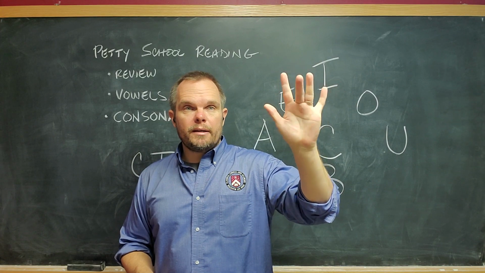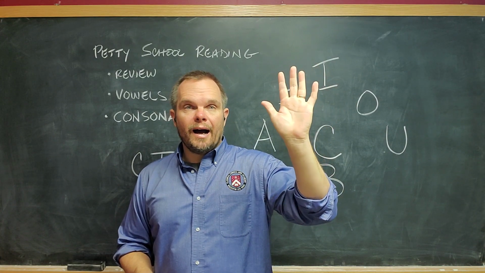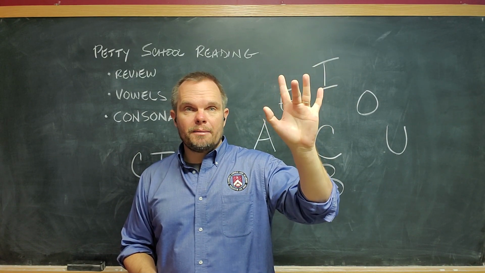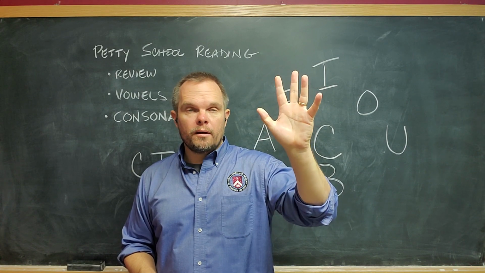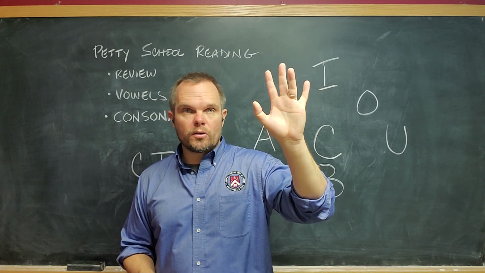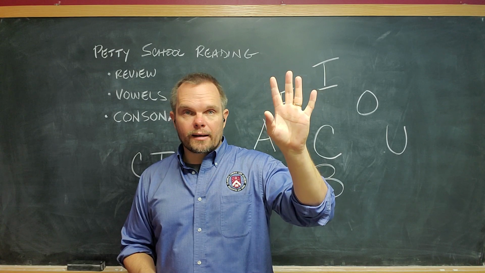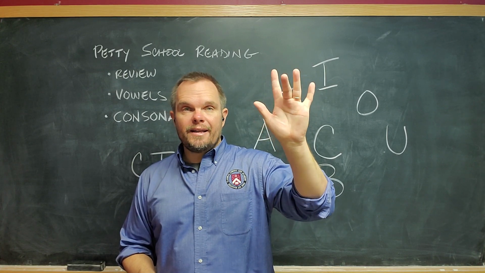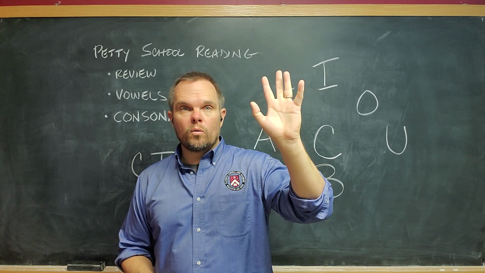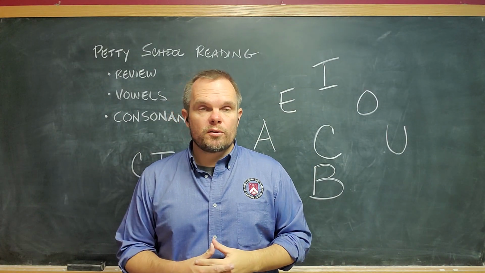A, E, I, O, U. Ba, be, bi, bo, bu. Ab, eb, ib, ob, ub. Ka, ke, ki, ko, ku. Ak, ek, ik, ok, uk. That's what we've learned so far.